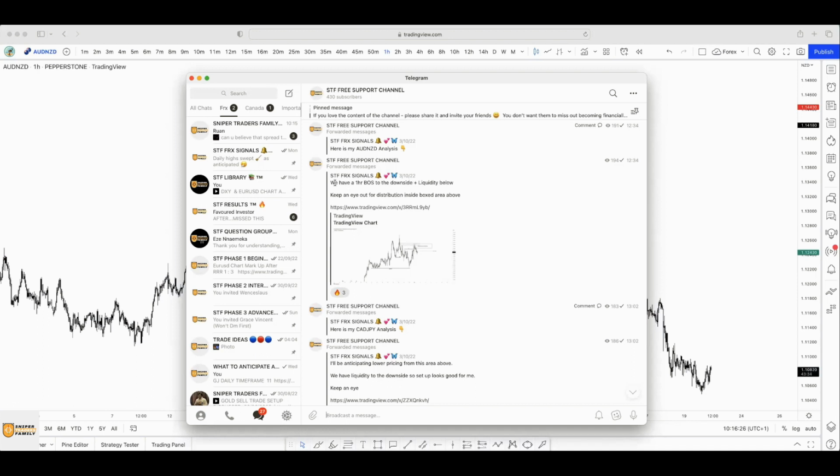As you can see, we have a 1 hour breaker structure to the downside plus liquidity below. So I have already identified my structure shift plus the liquidity. Why do I think it's going to go down? Why do I think price is going to get to this area and reject from that particular area? Number one, because of the liquidity I've been able to identify below. And then I said, keep an eye out for distribution inside the boxed area above. And then this is the markup.